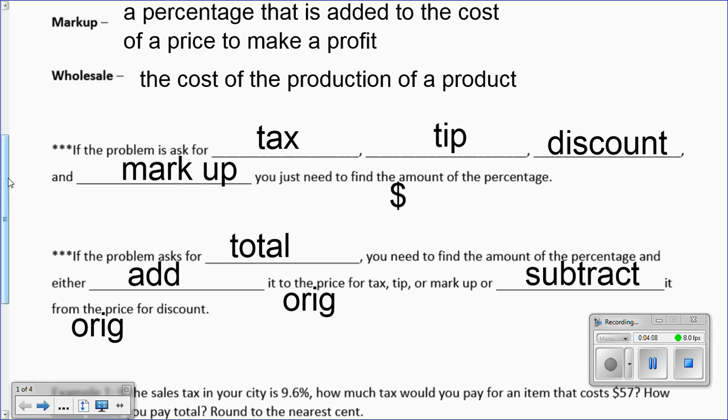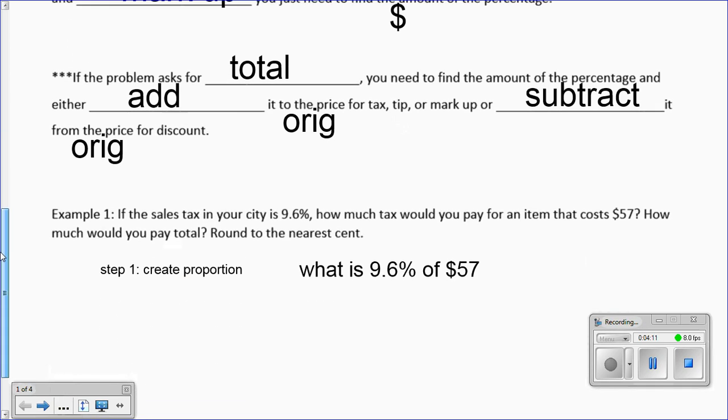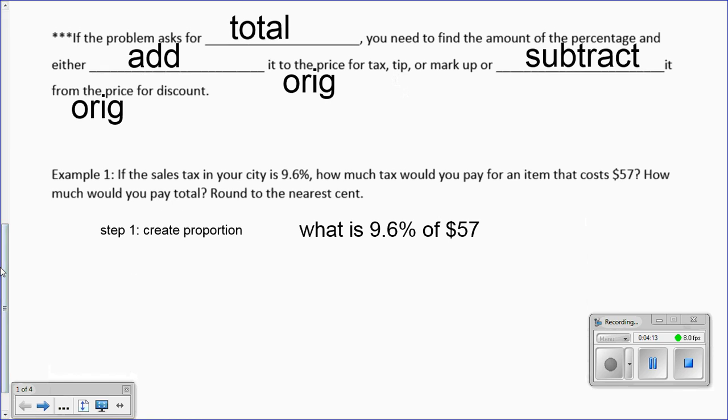Okay? So let's try a couple of examples. Alright, so if the sales tax in your city is 9.6%, how much tax would you pay for an item that costs $57? How much would you pay total? Round to the nearest cent. So a lot of this stuff is dealing with money. So when we round our things, we gotta think of all these decimals like money.